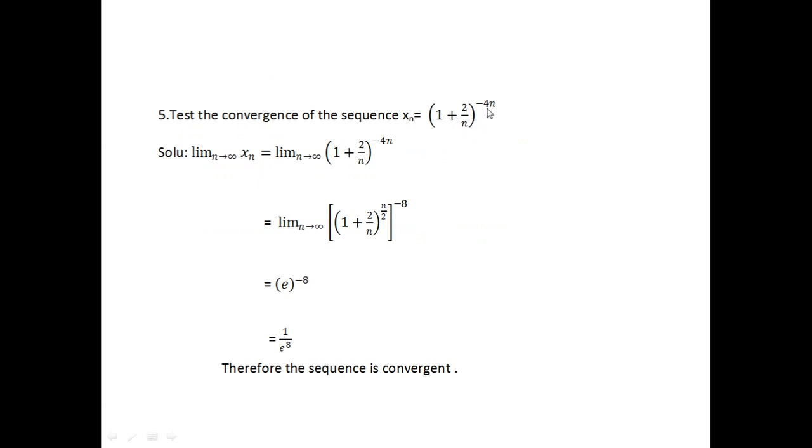1 plus 2 by n, to the power of minus 4n. Now we can bring this sequence into the standard form, into the standard sequence like this. We can write power n, power minus 4. But 1 plus 2 by n power n is a standard sequence. I already told you. The limit value of this is e power of plus 2.